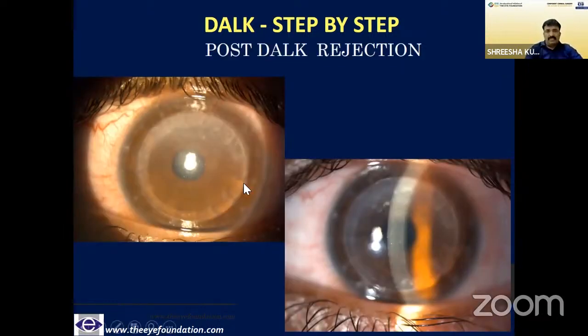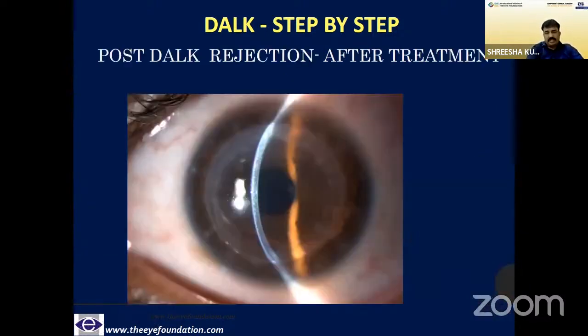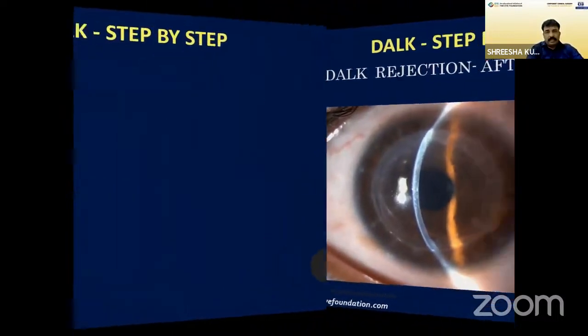And rejection, which rarely can happen. You can see the vascularization here. Because of the vascularization, there was a suture here. I removed it, and because of this, there is a localized stromal edema, and this responded to topical steroids, and the patient is well, and it didn't recur.